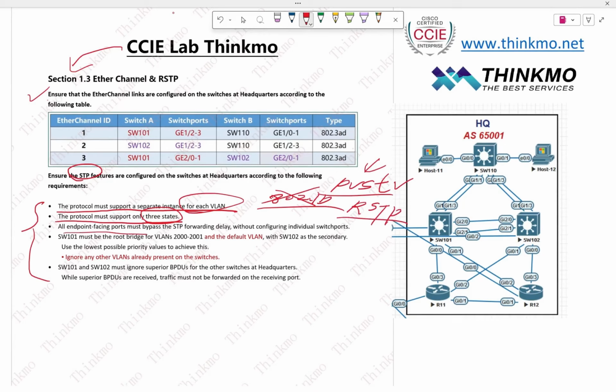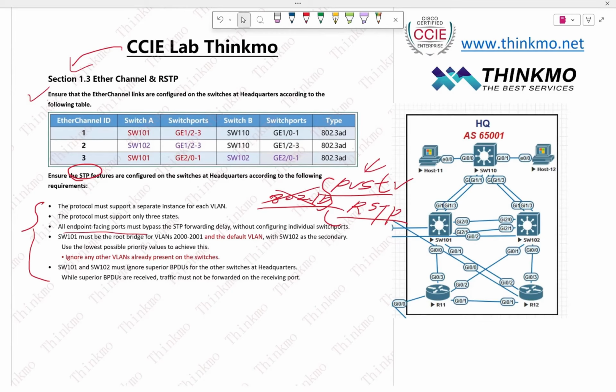Now, let's look at the next point. Actually, this particular point right here, both of these support 3 states, right? They both meet the requirements of the question. So actually, you can use either one.